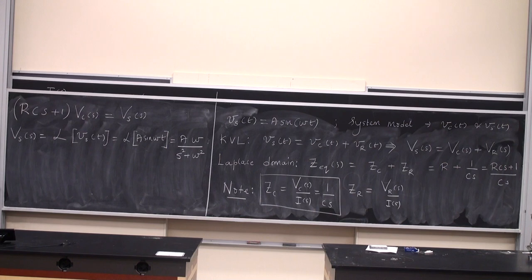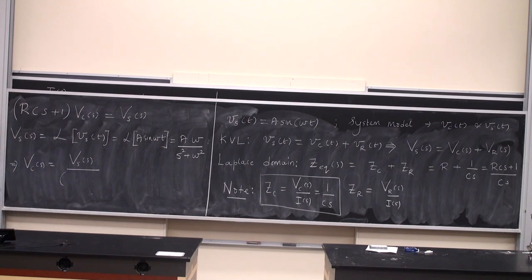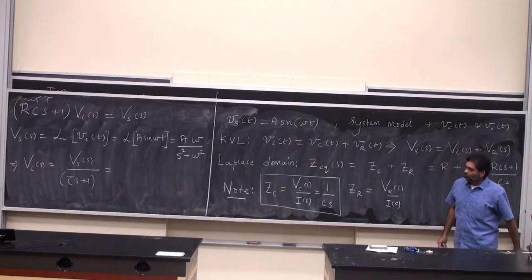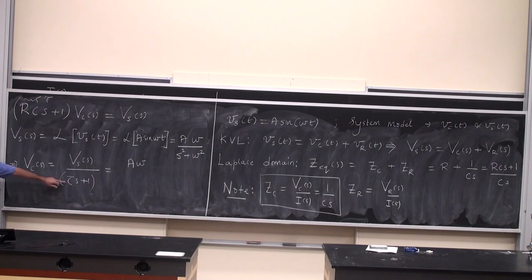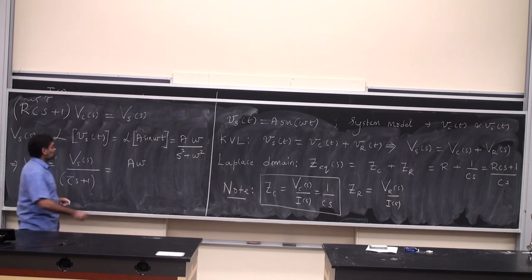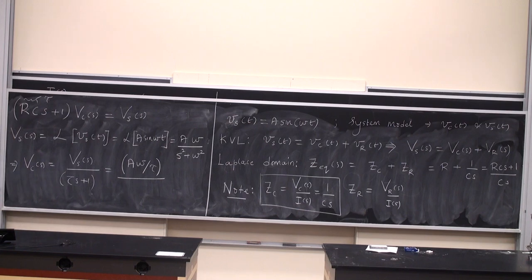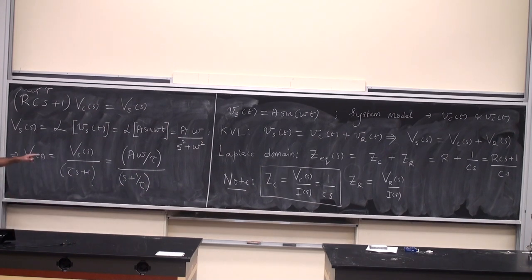Okay. All right. I'm going to rewrite this relationship from the previous panel. Okay. RCs plus 1, capital R, capital C, Vc of s is Vs of s. Okay? Vs of t is A sine omega t. Is the Laplace of A times sine omega t. Laplace of this function is A omega over s squared plus omega squared. Okay, this is a standard result. You can just have it from your Laplace tables. I'm going to substitute this and write out Vc of s. But instead of RC, I'm going to call it as tau. This is tau s plus 1. So this is A omega. Watch this. I'm going to take tau as a common factor out. Okay, and I'm going to attach it to the numerator. Okay, so this is A omega divided by tau. And on the denominator, I have s plus 1 by tau, because I took tau out as a common factor. And I have s squared plus omega squared.